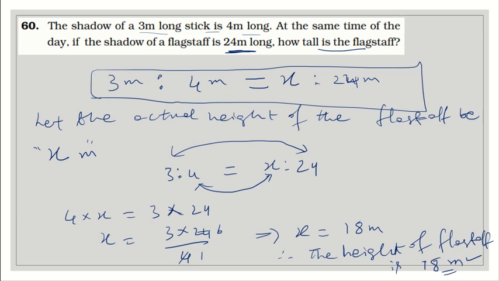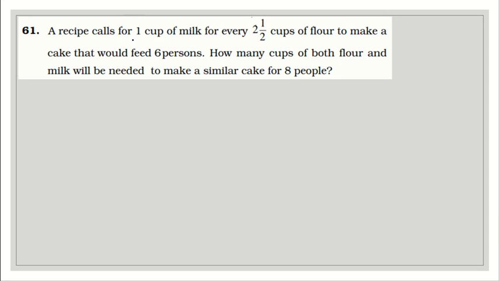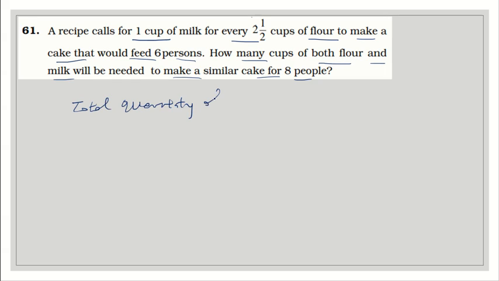Now moving on to question number 61. A recipe calls for 1 cup of milk for every 200 cups of flour to make a cake that would feed 6 persons. How many cups of both flour and milk will be needed to make a similar cake for 8 people? See children, here total quantity of a cake made for 6 people.